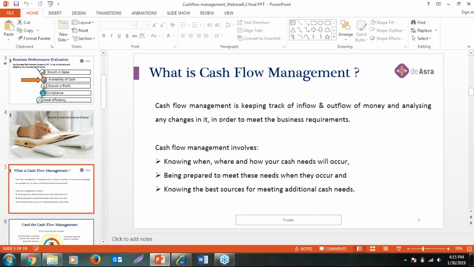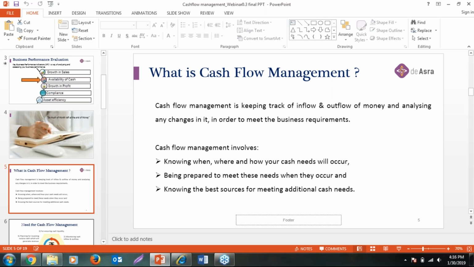Say, for example, I'll take a beauty salon. When would I need cash at a beauty salon? If I want to buy products, yes, I would need cash. Say if I want to buy a new location or a new outlet for my beauty salon, then yes, for that purpose I would need cash. And how should I meet these cash requirements? So proper planning has to be done beforehand to meet these requirements.